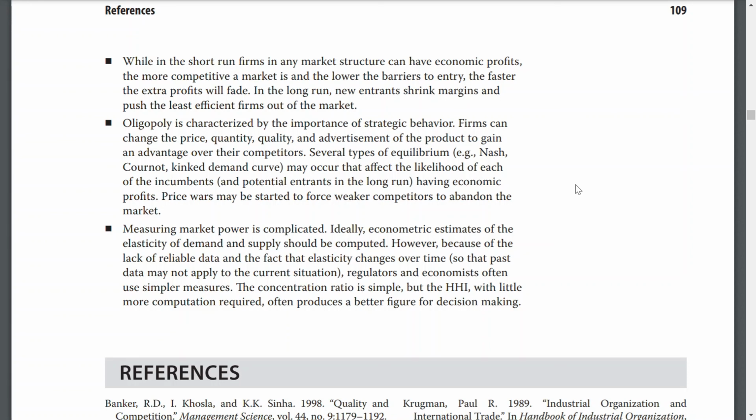Measuring market power is complicated. Ideally, econometric estimates of the elasticity of demand and supply should be computed. However, because of the lack of reliable data and the fact that elasticity changes over time, so that past price data may not apply to the current situation, regulators and economists often use simple measures. The concentration ratio is simple, but the HHI, with a little more computation required, often produces a better figure for decision making. Here are the references.